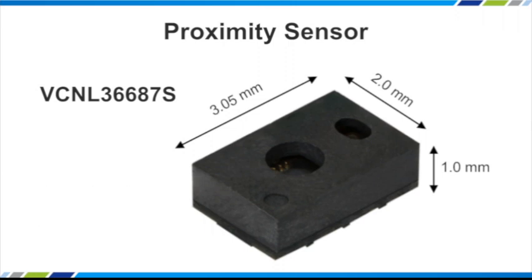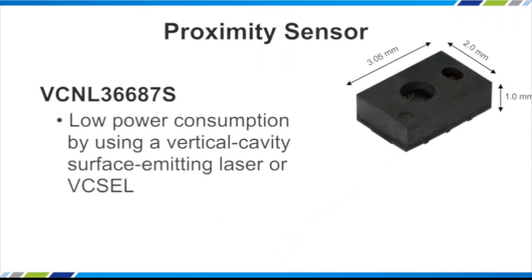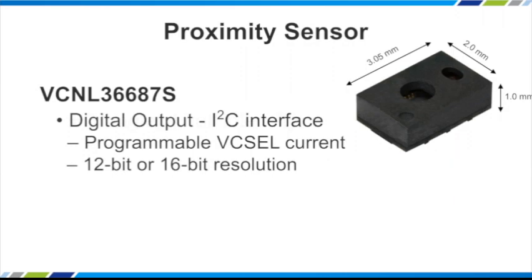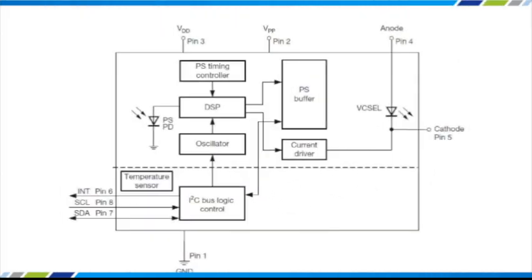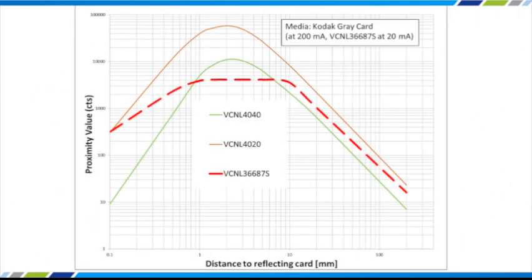The VCNL36687S is unique in that it uses a very low power consuming VCSEL, or vertical cavity surface emitting laser. Now that's not a perfect light point source, but it's pretty darn close. It has a plus or minus 3 degree angle of half intensity. And as a digital sensor, you interface the sensor using I2C from the microcontroller. Some features that are programmable: vertical cavity surface emitting laser forward current, and you can choose whether it's a 12-bit or a 16-bit resolution.